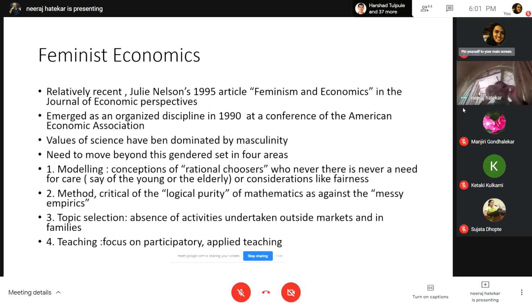Right? Okay. So basically we need to move beyond the gender set in four ideas. One is modeling, the conception of rational choosers for whom there is never a need for care or considerations like fairness. Secondly, feminist methods are also now increasingly critical of the logical purity of mathematics as against messy empirics. Okay, to give you a story, right?